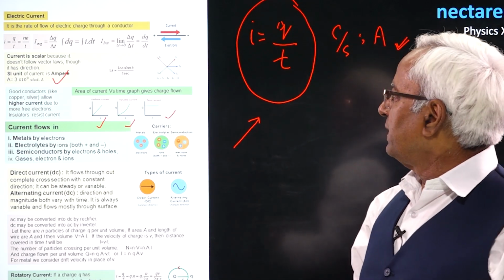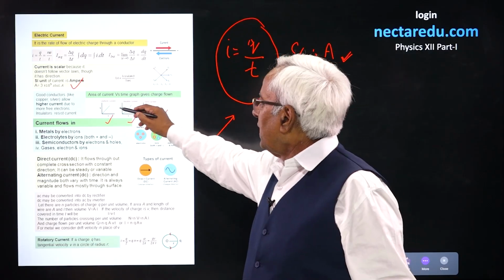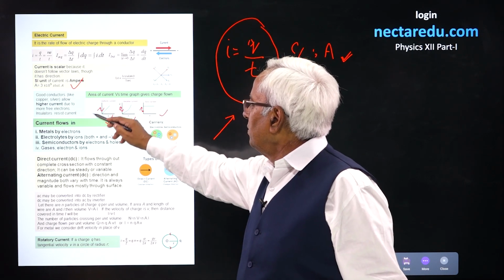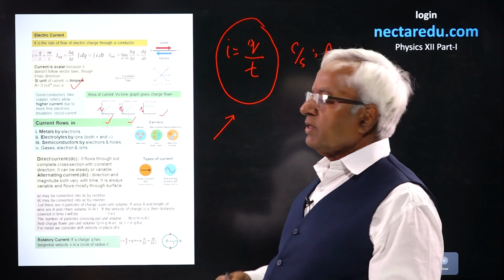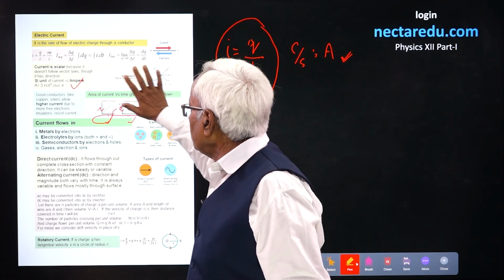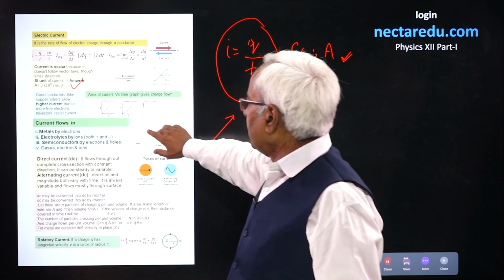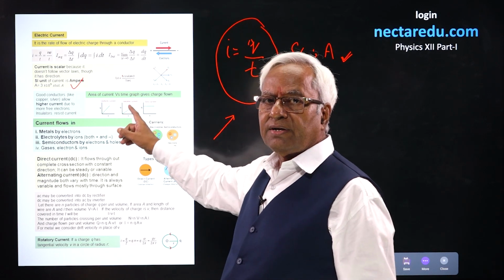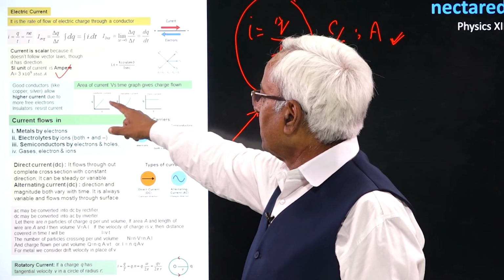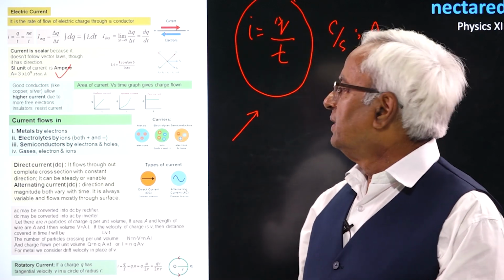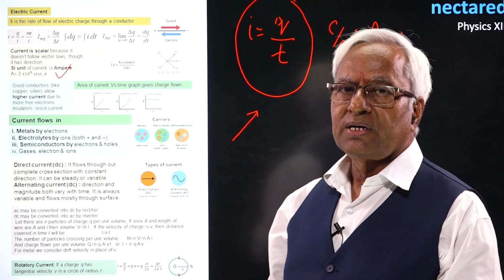The area enclosed by this I-T graph is going to be equal to the charge flown, and when this is only Q, you are having the idea of current. Here, if it is a Q-T graph, it is giving you the idea of current, and if you are plotting the graph between I and T, its area is going to be equal to the charge flown in the circuit.